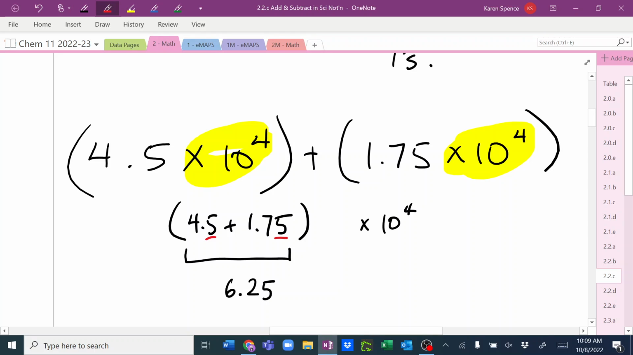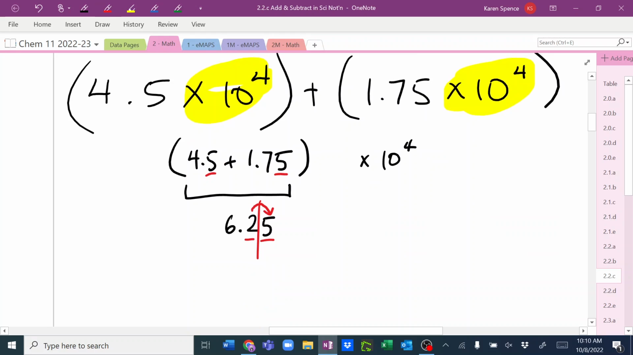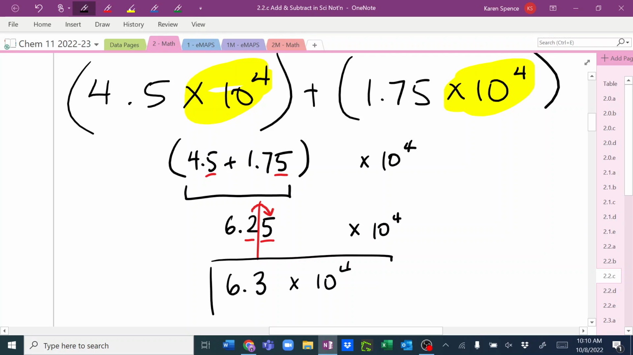Now remember our adding and subtracting rule. We look for our uncertain digits, which is the 5 and the 5, in the tenths position and in the hundredths position. So that means that we have our uncertain digits in the 2 and in the 5. So we need to go to our first uncertain digit, which is the 2. We look to the right, that's a 5, which means we are going to round up. So we get 6.3. And of course, we still have this other half of the number, times 10 to the 4. So that would be our final answer there.